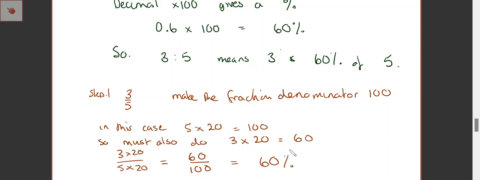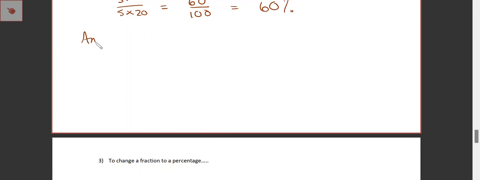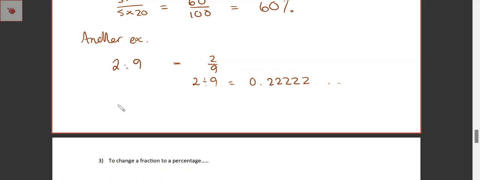But there is a problem with that way, which is that not always can the number be multiplied to make 100. So the first way always works. Another example is 2 out of 9. So we go 2, 9. 2 divided by 9 is 0.2222. 0.2222 times 100 is 22.2%. I've given another example.